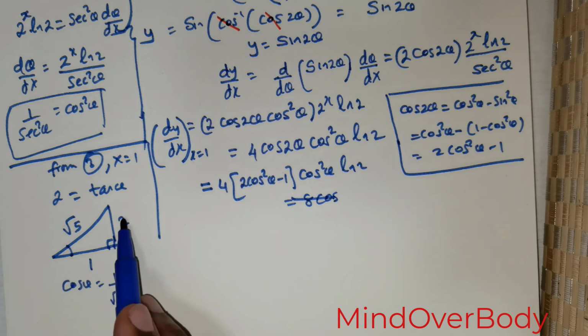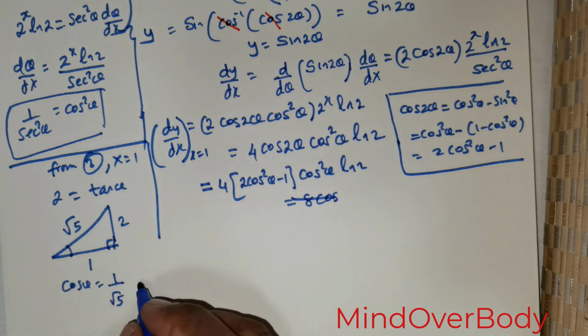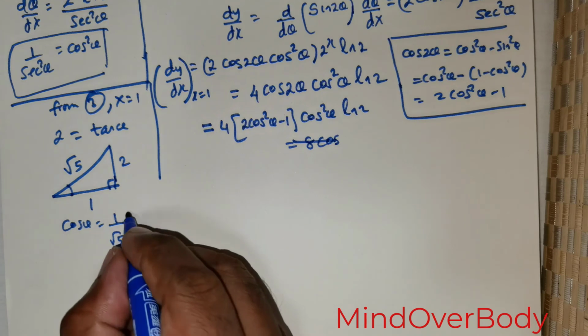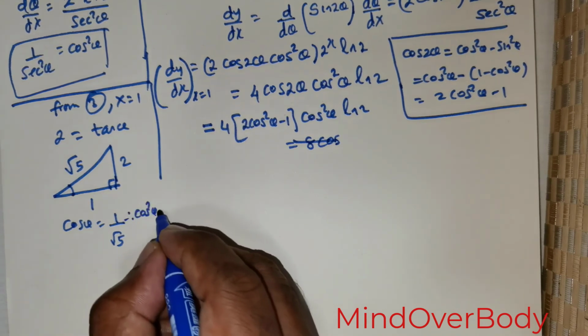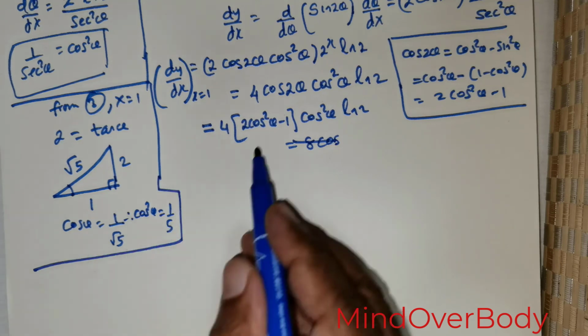Because sin theta is opposite over hypotenuse, tan theta is adjacent over hypotenuse. So I've got a cos theta. So cos theta is this, therefore cos square theta is equal to 1 over 5. So probably I can substitute that.